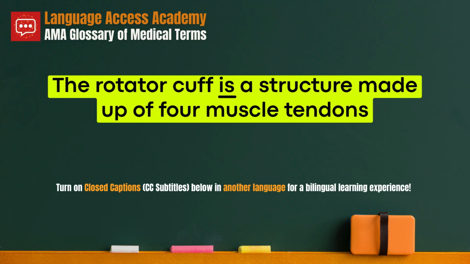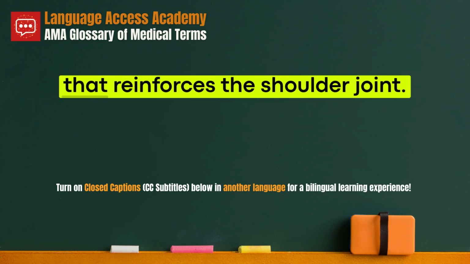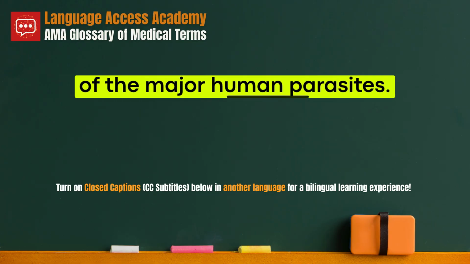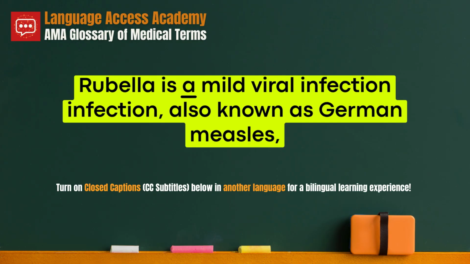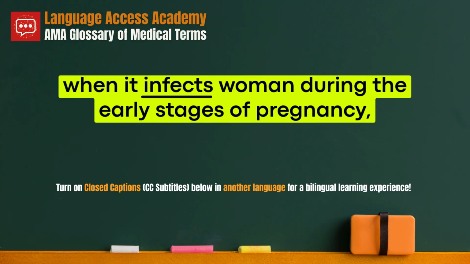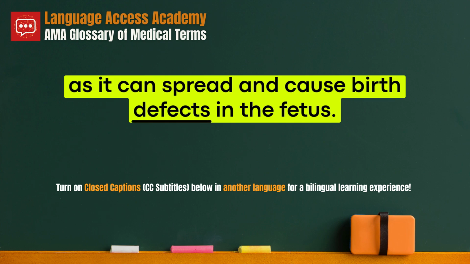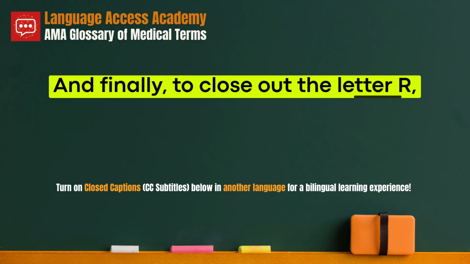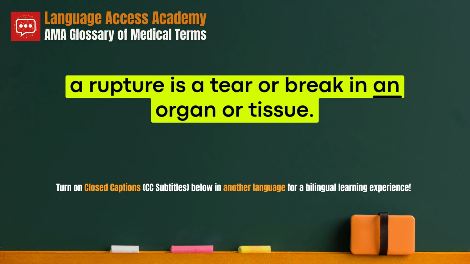The rotator cuff is a structure made up of 4 muscle tendons that reinforces the shoulder joint. A roundworm is a group of worms that includes many of the major human parasites. Rubella is a mild viral infection, also known as German measles, that produces a rash and fever. It is very dangerous when it infects a woman during the early stages of pregnancy, as it can spread and cause birth defects in the fetus. Rubeola is simply another medical term for measles. And finally, to close out the letter R, a rupture is a tear or break in an organ or tissue.